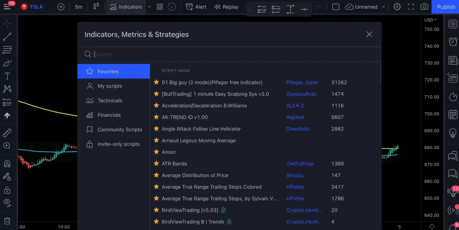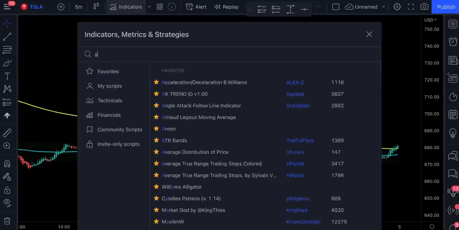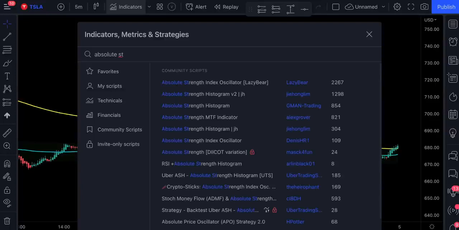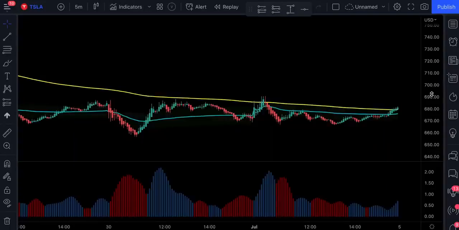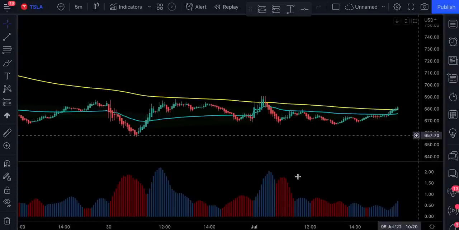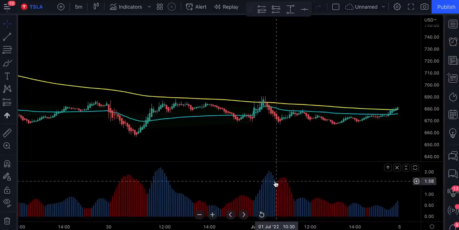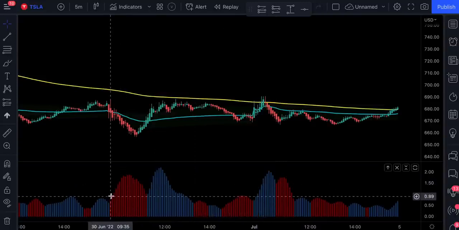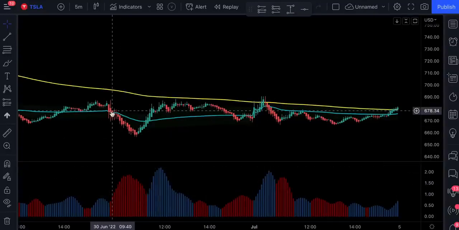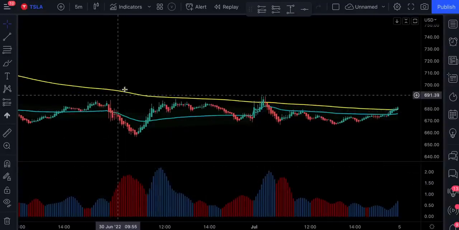For example, let's use the absolute strength histogram. And based on its signals, we can place buy or sell orders. The rules are very simple. When the histogram changes from blue to red, this is a signal to go short. And exactly the opposite is true for taking long positions. And for this signal to be valid, we need to have the price action closed below the VWAP and below the 200 EMA.